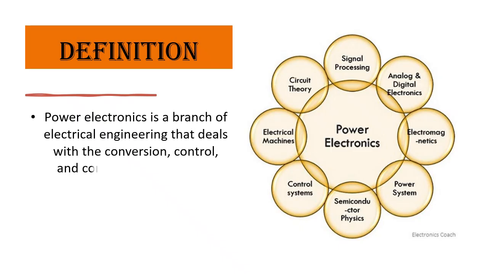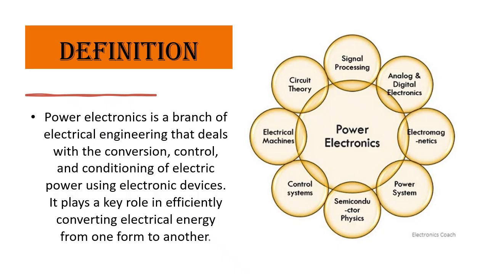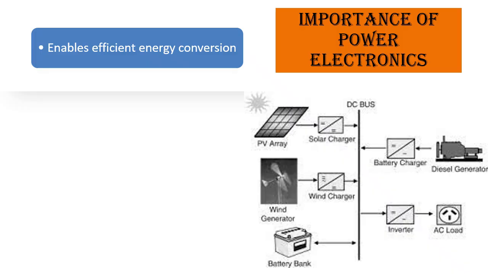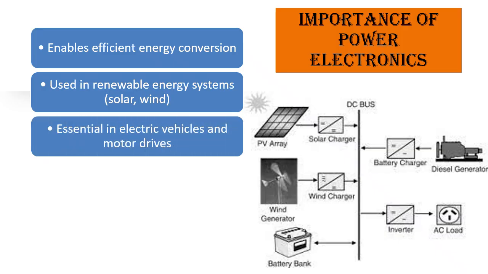It enables us to efficiently convert electrical power from one form to another, for example, from AC to DC, or DC to AC, depending on the application. Importance of power electronics: Power electronics is vital in modern technology. It allows efficient energy conversion, which is crucial in renewable energy systems like solar and wind power. It's also a core technology behind electric vehicles and motor drives.